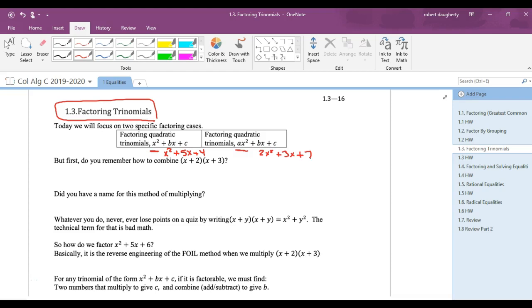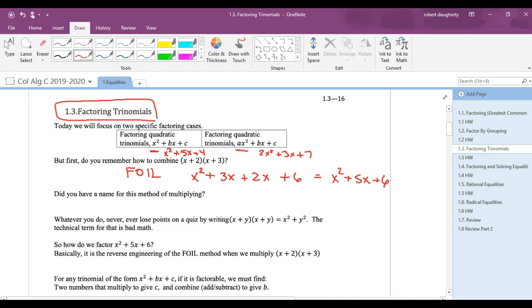Now, how do you multiply these two things together? You have an acronym that helps you. FOIL, yeah, that's it. So you learned somewhere that this is an acronym for multiplying the first terms, the outside terms, the inside terms, the last terms. When I multiply the first terms, I get x squared. When I multiply the outside terms, what do I get? 3x. When I multiply the inside terms, I get 2x. And when I multiply the last terms, I get 6. So this is x squared plus 5x plus 6.